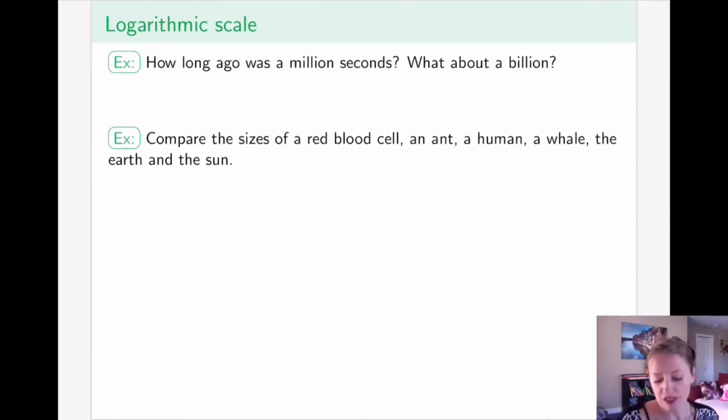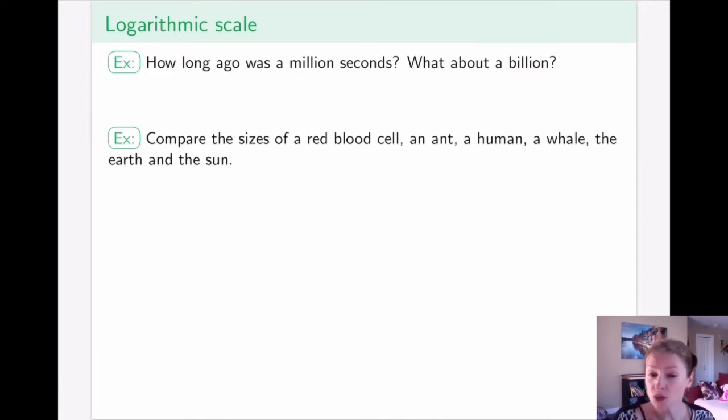So first, just a little exercise. How long ago do you think a million seconds was versus a billion seconds? It turns out that humans are really quite awful at comparing very large or very small numbers. So take a second here and try to figure out how long ago a million seconds was and how long ago a billion seconds was. You will be quite surprised at the answer. Pull out your calculator and do some calculations. I'll come back to answer this in a little bit.